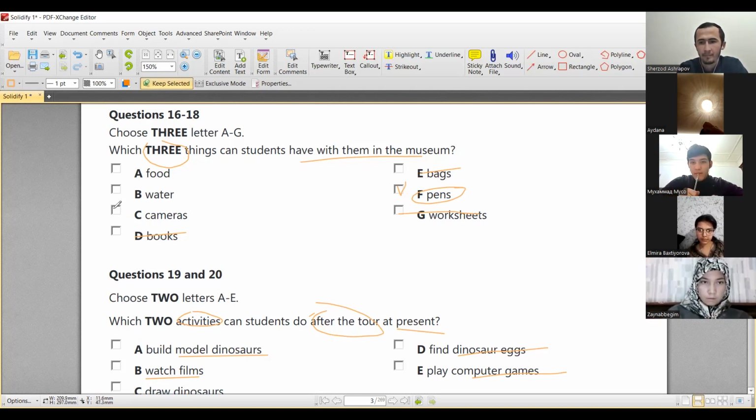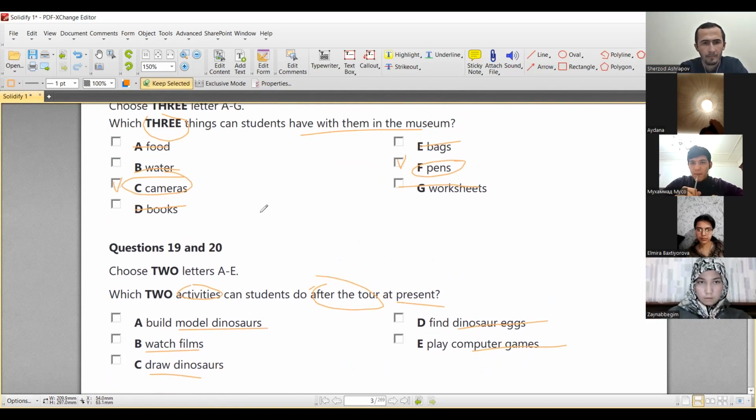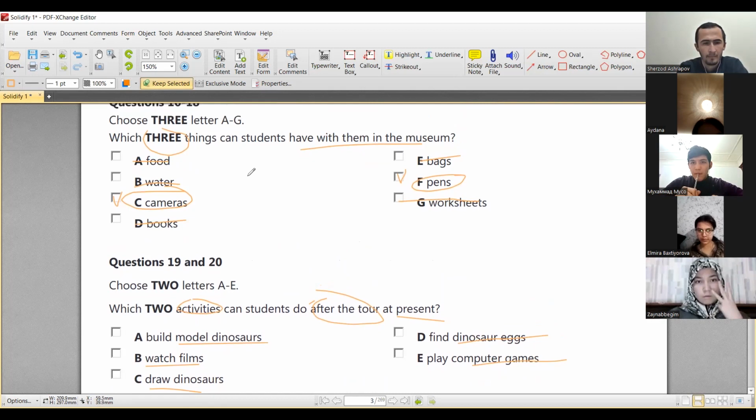And finally, they should not bring anything to eat into the museum or drinks of any kind. There are also a few things that students can do after the tour. I guess everybody got why I chose cameras and pens. B and F is wrong. Guys, you chose B. It's definitely wrong because also they should not bring anything to eat and drink. They should not bring... Teacher, there are 3 answers.